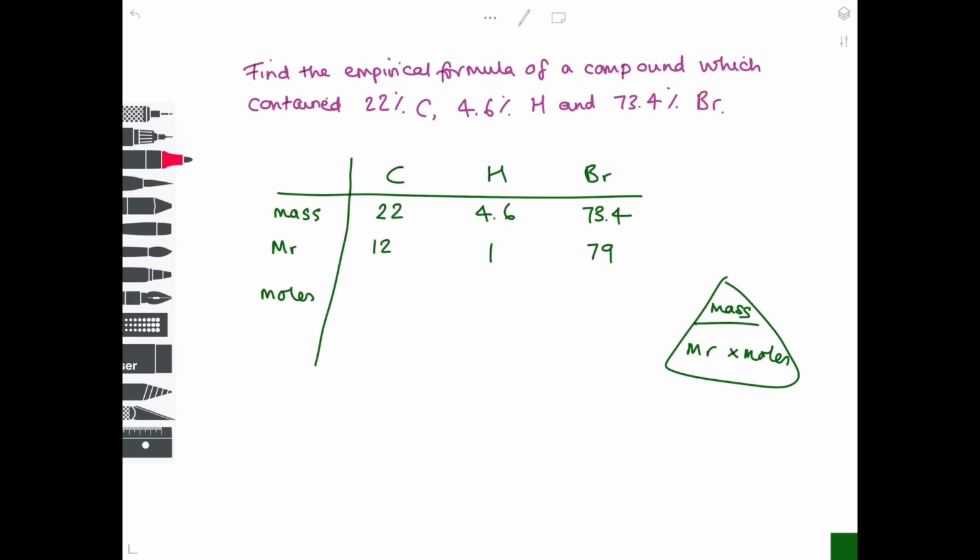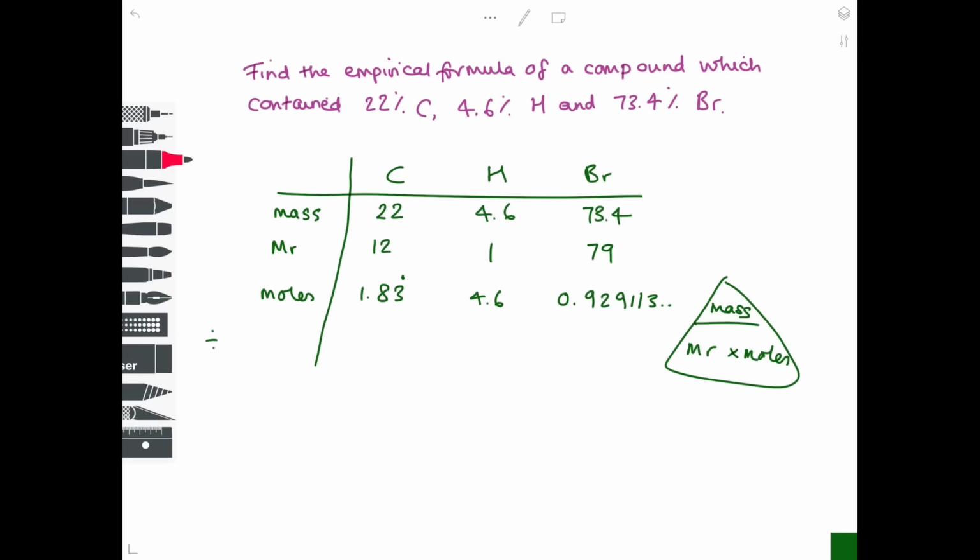And then looking at our formula triangle, we see to calculate the moles, we simply do mass divided by MR. So that's 22 divided by 12 for carbon, which is 1.83 recurring. 4.6 divided by 1 is obviously 4.6. And then 73.4 divided by 79 is 0.929113. And a note here, don't round too early because the numbers are so small, you'll introduce rounding errors. Keep them nice and long in your calculator.